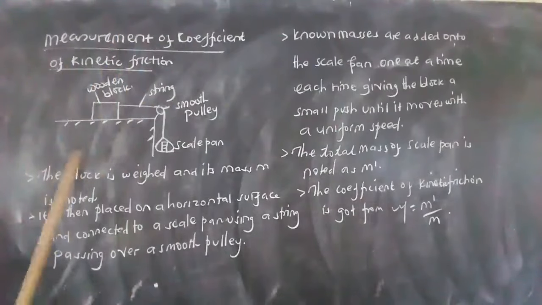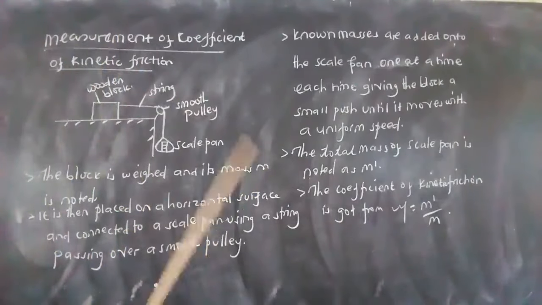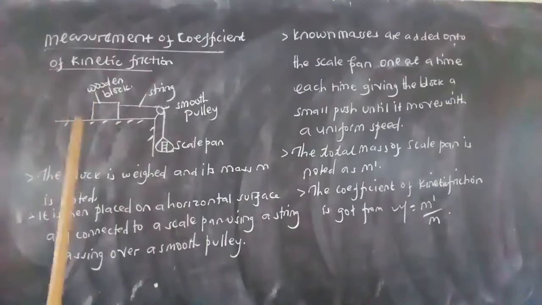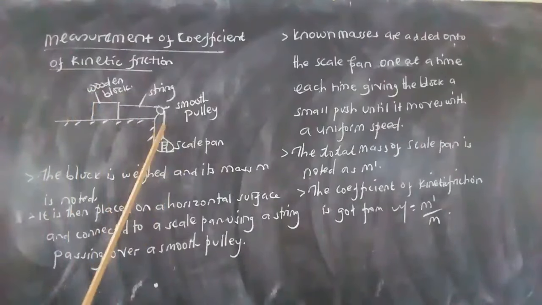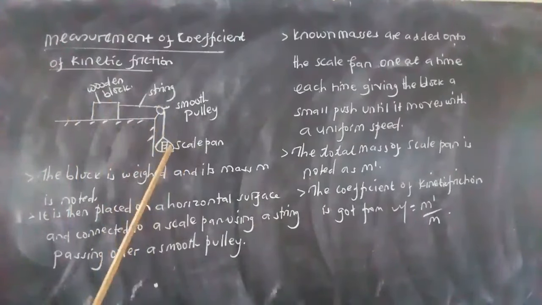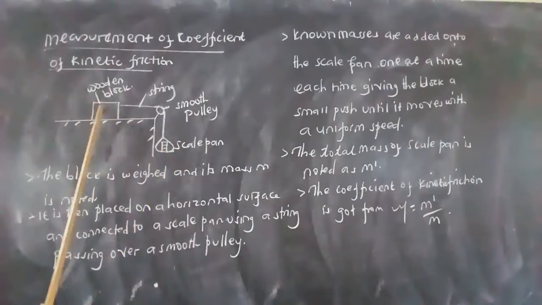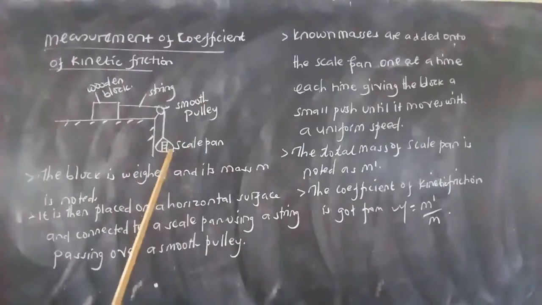The block of wood is weighed and its mass M is noted. It is placed on a horizontal surface connected to a scale pan using a string passing over a smooth pulley. Known masses are added onto the scale pan one at a time, each time giving the block a small push until the block continues to move with a uniform speed. The total mass of the scale pan is noted, and the coefficient is gotten from that.